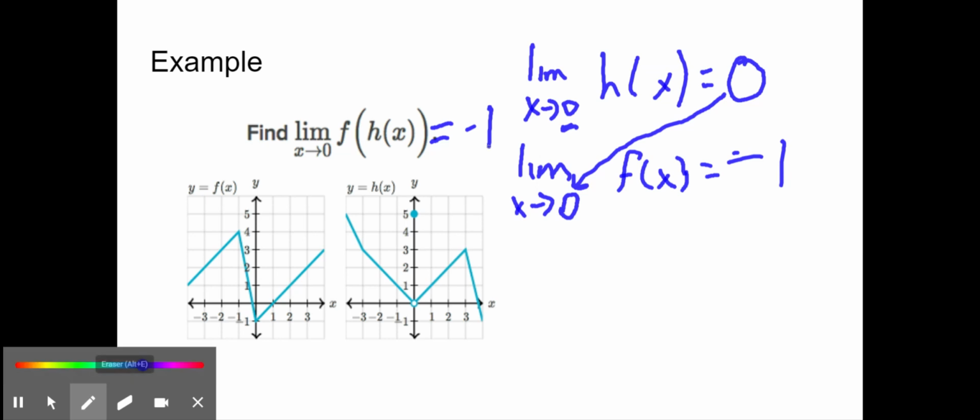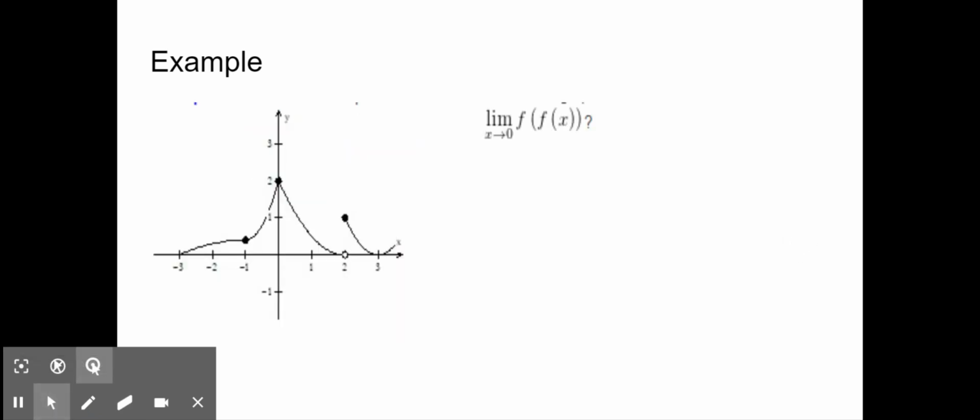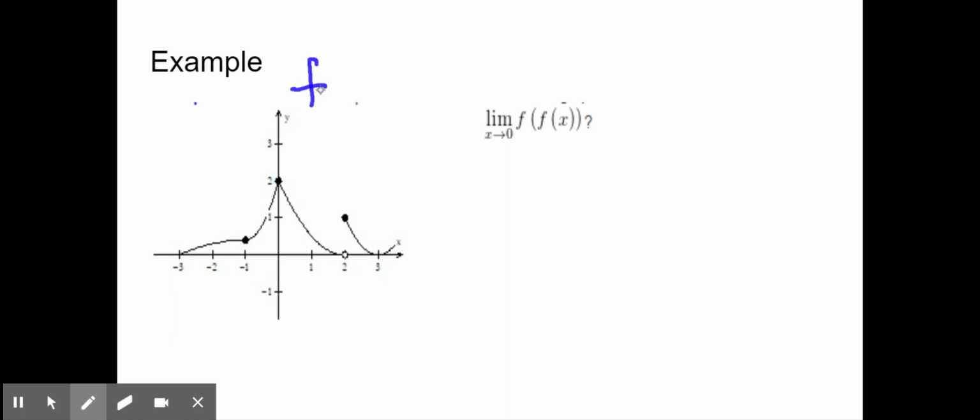Okay, so let's look at one that's definitely more complicated. All right, here we go. So this one, I'm going to compose something with itself. This is f of x, and it's the only function that I actually need because I'm using f of x twice in the problem. So what I want you to do is calculate for me the limit as x goes to 0 of f of f of x.